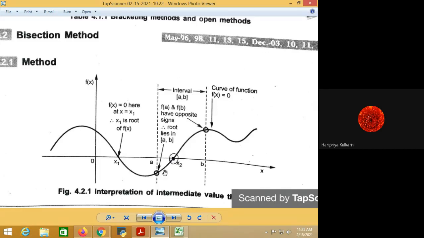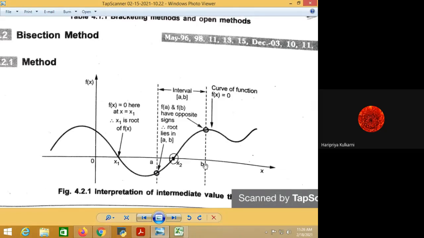Now what do we mean by f of a and f of b? Whatever the function is, say x cube plus 3x minus 2x plus 5 equal to 0, you have to replace x with the value of a, and find the value of the function, that is f of a. Similarly, if you replace x by the value of b, you will get f of b. So we'll find the product of f of a and f of b.